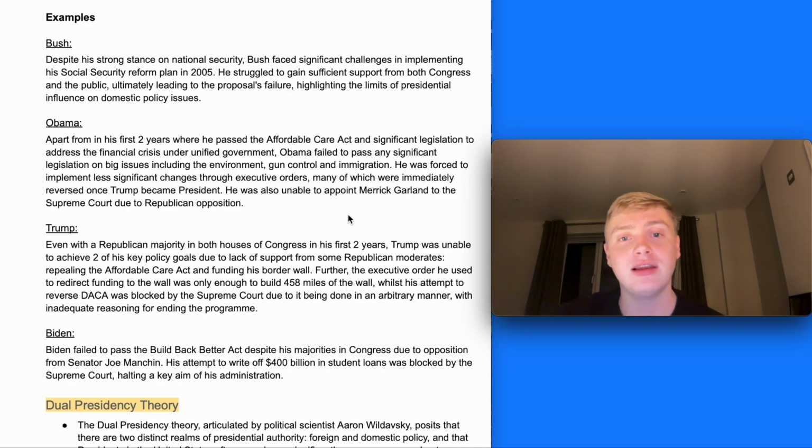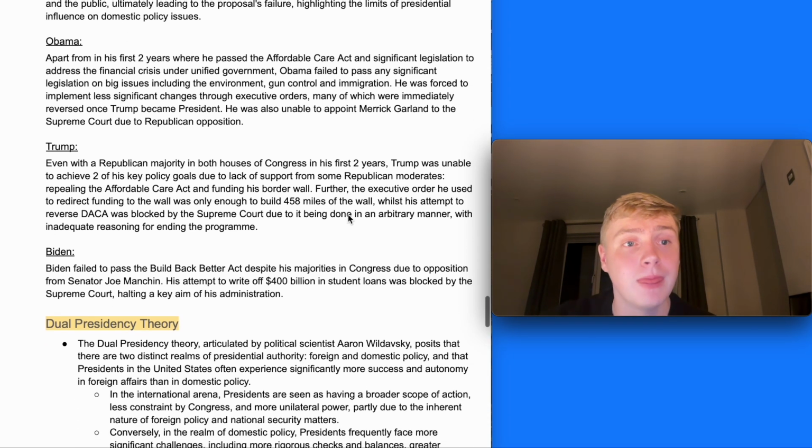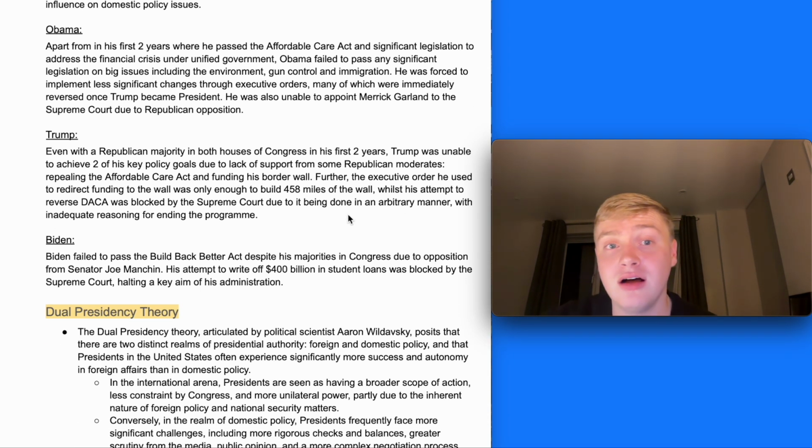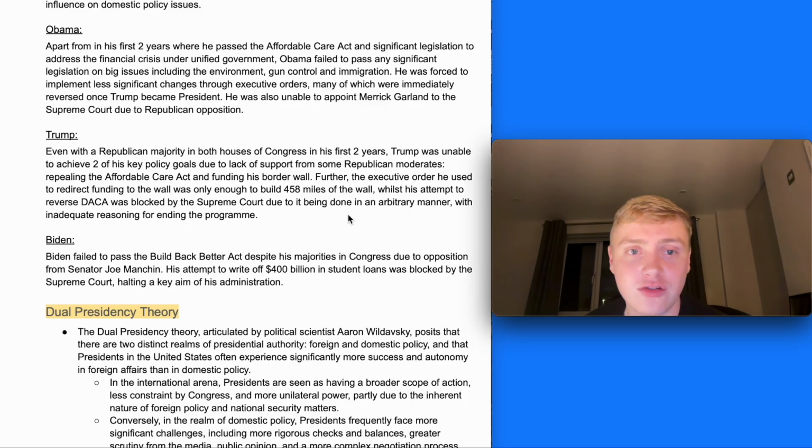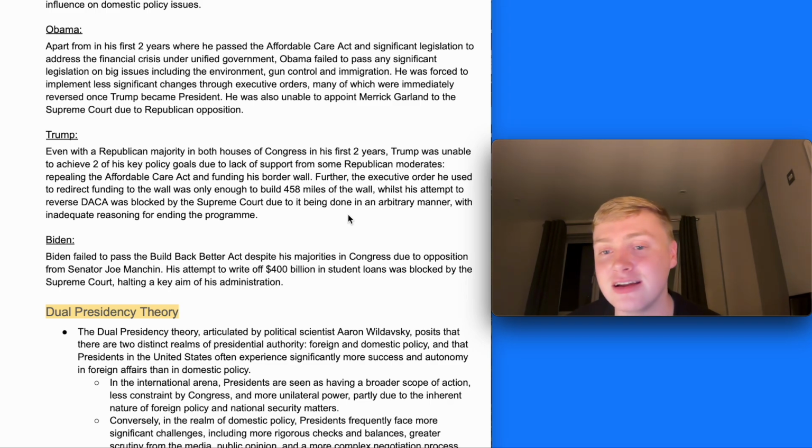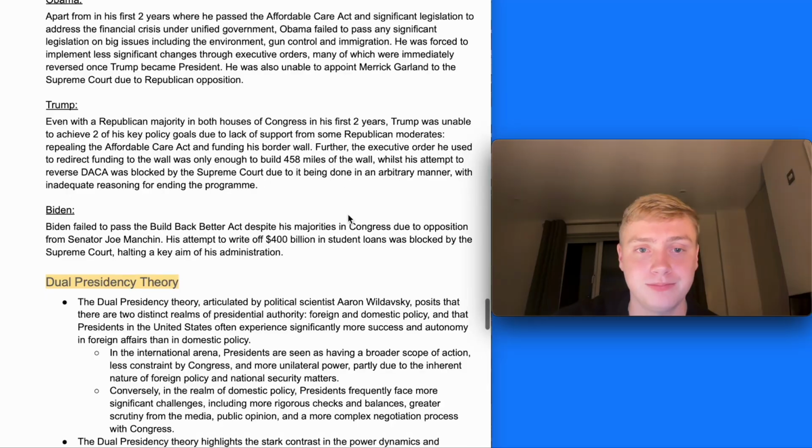And that shows the limits. As for Obama's power, apart from his first 2 years when he was able to pass the Affordable Care Act and significant legislation to address the financial crisis under unified government, he failed to pass much at all on key issues such as the environment, gun control, and immigration, and was forced to implement less significant changes through executive orders, many of which then became immediately reversed once Trump came into power.